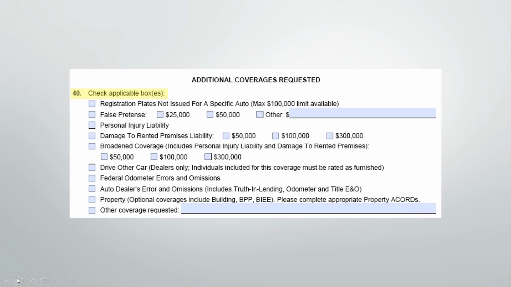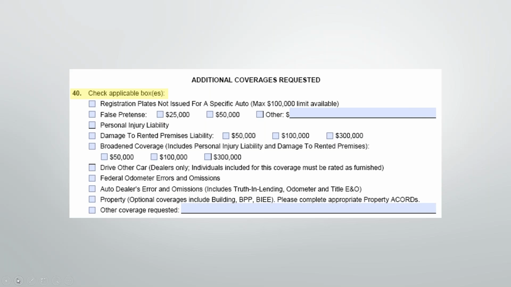And the last section here, these are like the a la carte type of additional coverages that can be offered, and this is going to be a mix for the auto repair shop and for the dealerships. The false pretense coverage, definitely something to ask your business owner about.